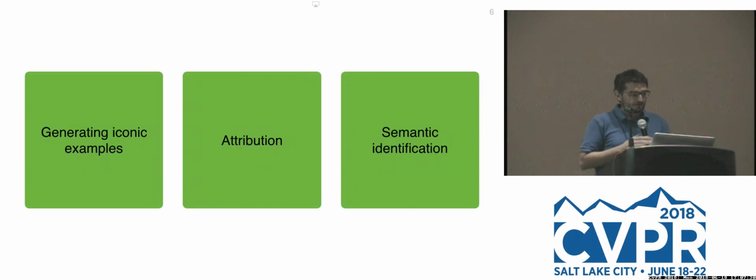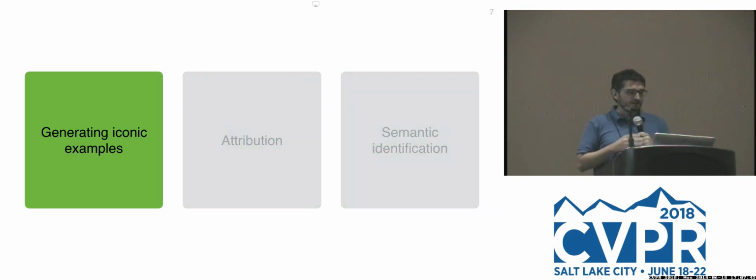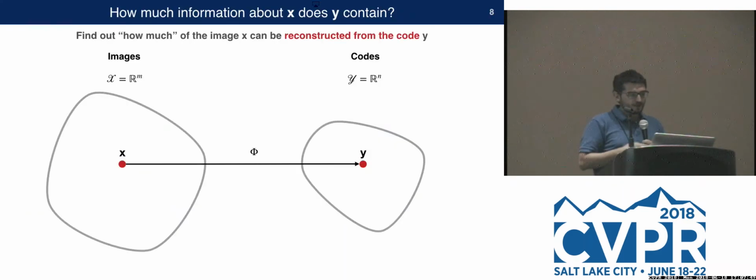So we're going to talk about three themes. In fact, probably two, because I don't think there is time to do the third. The first one is generating iconic examples, second one is attribution, and the third one is semantic identification. So I'm going to start from the first one, generating iconic examples. What do we mean by that? Well, let's see. So here, that's my black box function. Again, it goes from the image space onto some code space and maps each image onto a code.